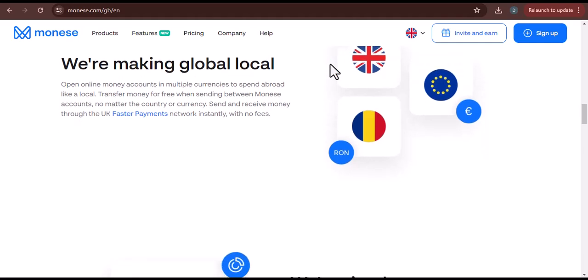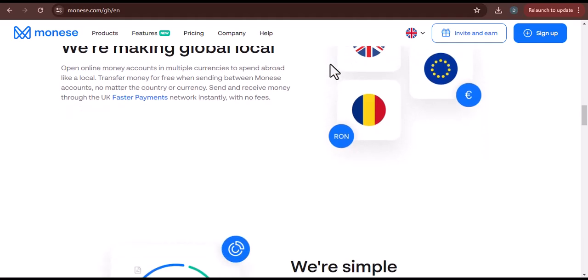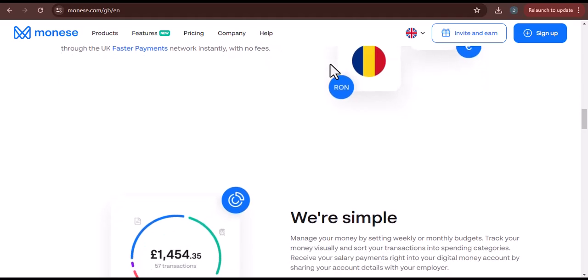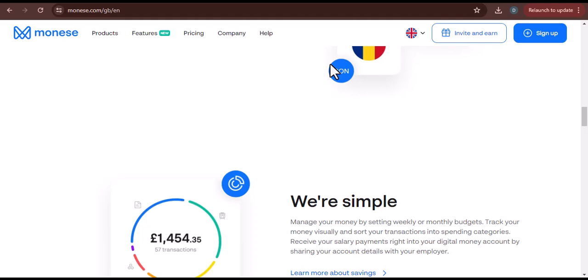Monese is a great option for people who need to send and receive money in multiple currencies. However, it's important to be aware of the exchange rate and fees associated with using Monese.